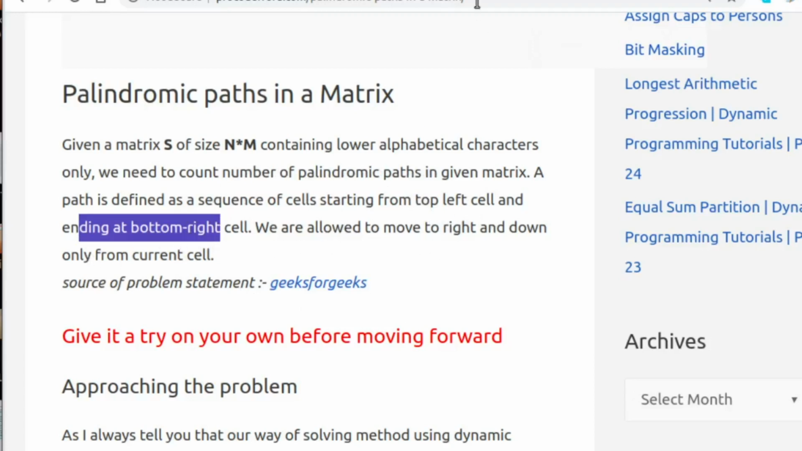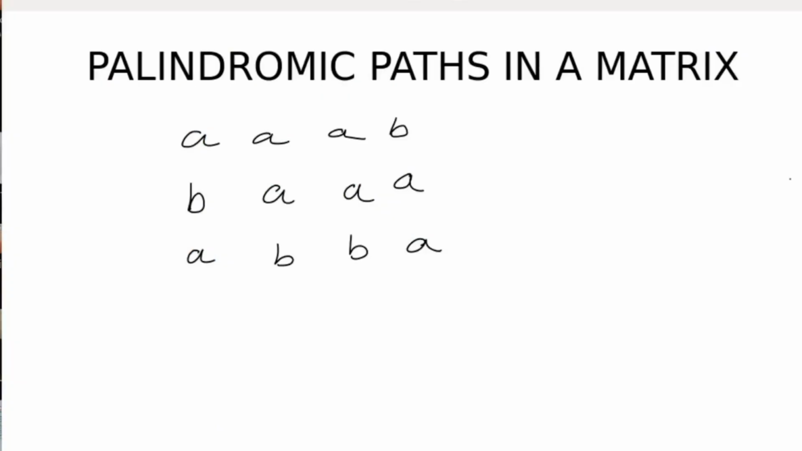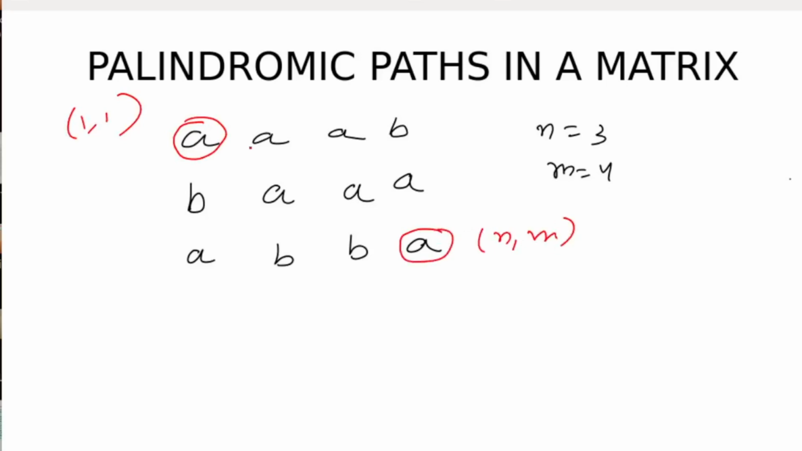Okay, so let's try to understand this problem with an example. Suppose you are given a matrix like this of characters, and you can see that here n is 3 and m is 4. So now your goal is to move from this cell, that is 1 comma 1, to this cell, that is n comma m. Okay, and you are allowed to move.